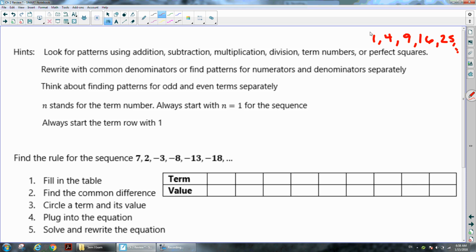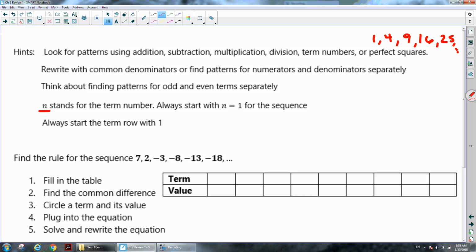Otherwise, if there's fractions, think about rewriting them with common denominators, or find patterns for the numerators and denominators separately. Treat the tops and bottoms separately. If the pattern looks like it's alternating, you could even find a pattern for the odd and the even terms separately. So we use that letter N, which stands for the term number.